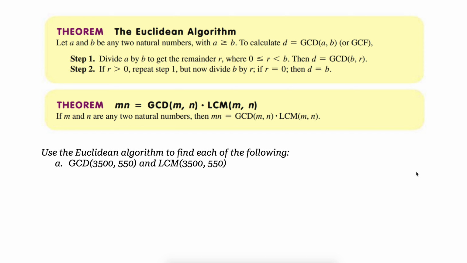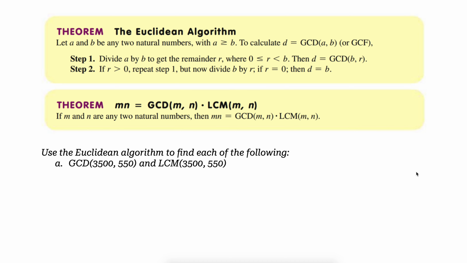There is one last method I'm going to show you for finding our greatest common factor or greatest common divisor. And then we can use that. There's a second theorem here for finding the least common multiple. To find the greatest common divisor, we're going to use the Euclidean algorithm, and I have the steps for it listed. I'll actually walk you through it.